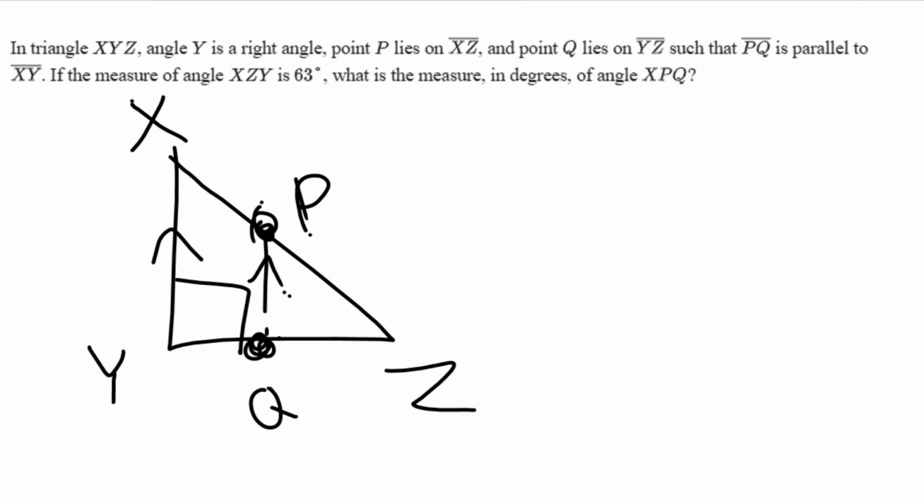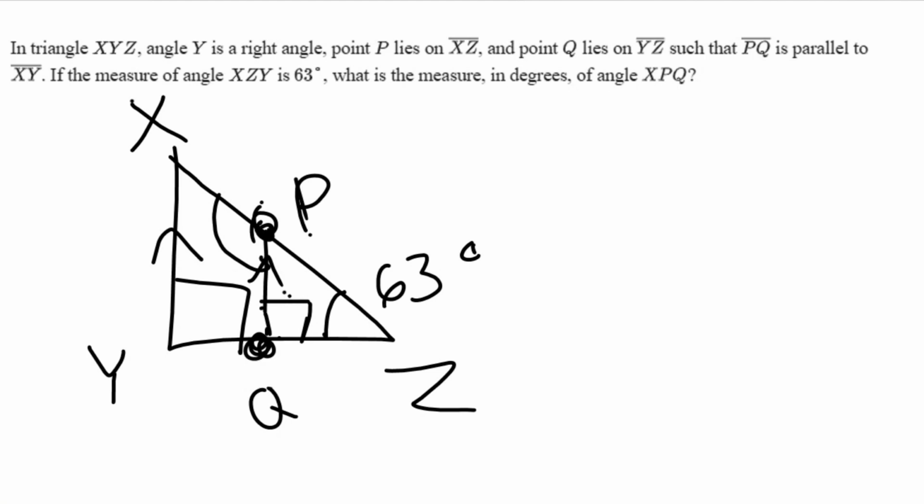If the measure of angle XZY is 63 degrees, so that's going to be 63 degrees, what is the measure in degrees of angle XPQ? So what is that? It's going to help us realize that you actually have two triangles here. You have triangle XYZ and you have triangle PQZ, which are similar to each other. So you can see that you have a smaller little right angle there.